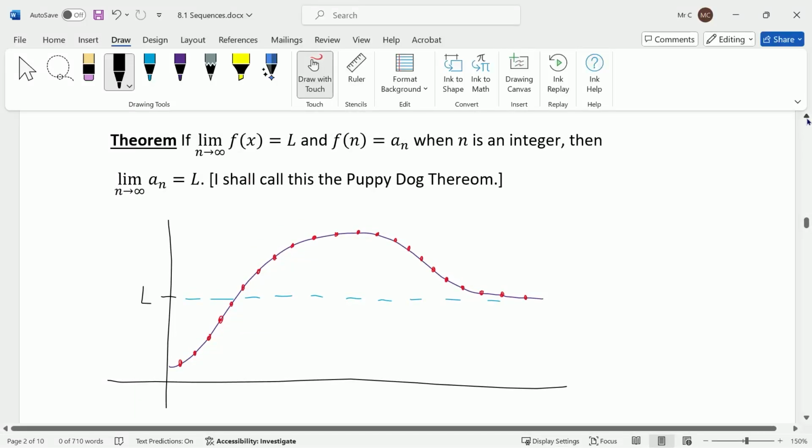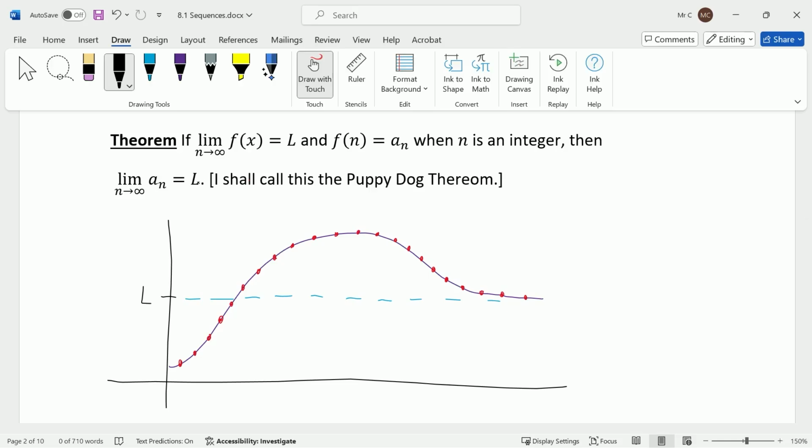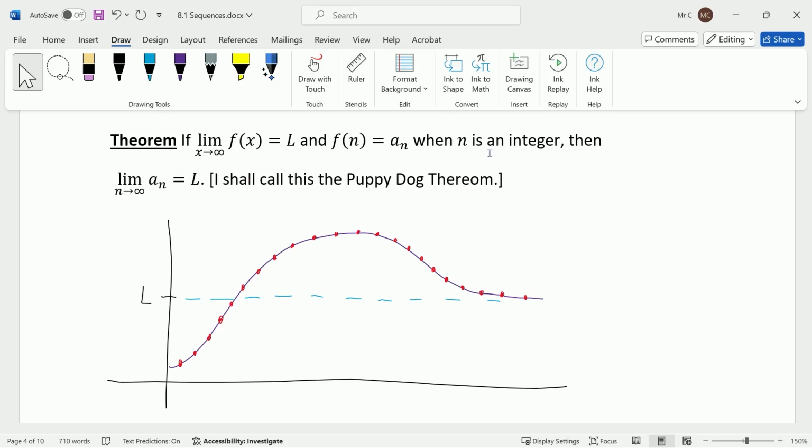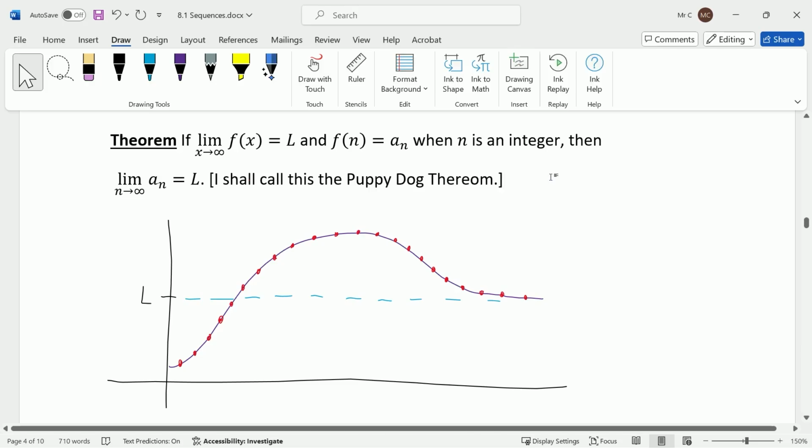So this theorem says if n is approaching infinity, oh, that should say x. Typo. Okay, let me fix that real quick. If we take the limit as x approaches infinity of f of x, and that's equal to L, and f of n is equal to a sub n, where n is an integer, then the limit as n goes to infinity of a sub n is also L.